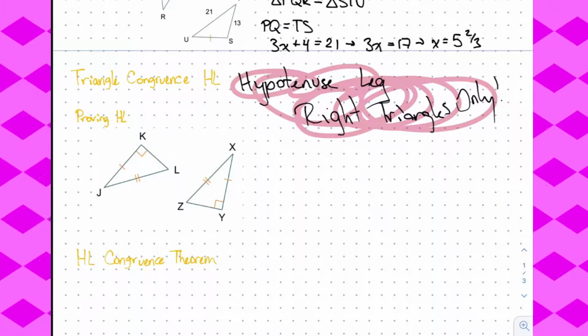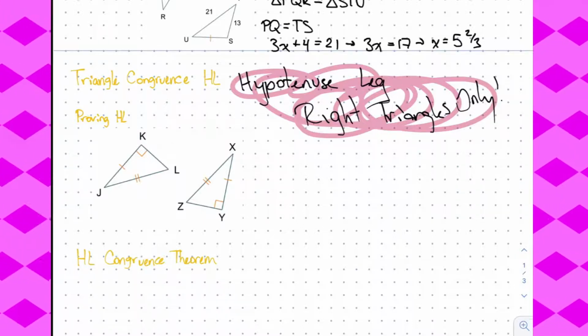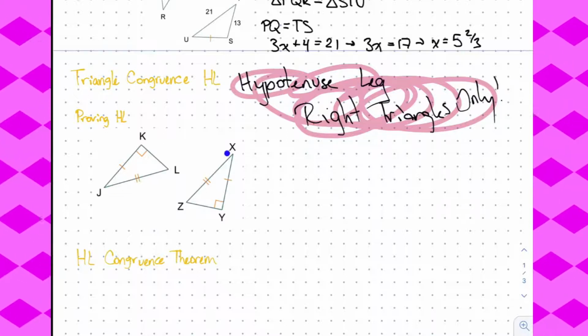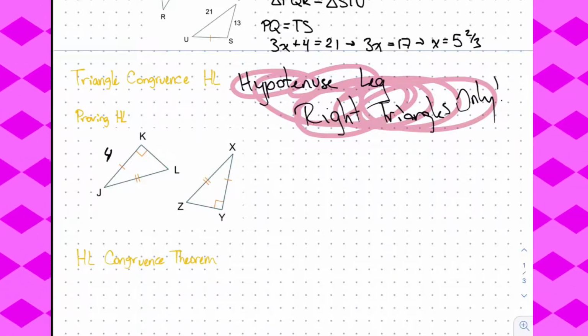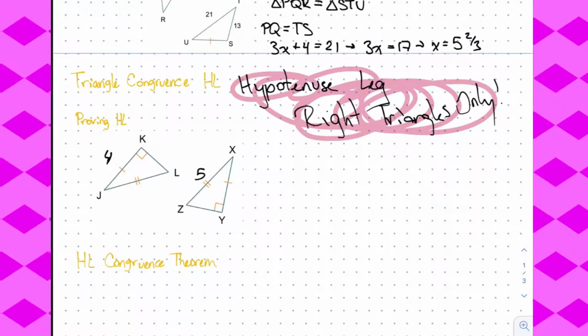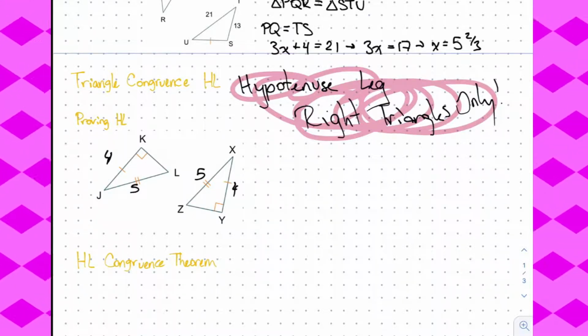So let's prove that it works. Let's show that these two triangles here, JKL and XYZ, are congruent even if I only know a hypotenuse and a leg. So the hypotenuse for each one is marked with 2 tick marks. Hypotenuse is always the longest side of the right triangle, and one leg is marked congruent. So this is going to work best if we give it some numbers. So let's say a leg is 4 and the hypotenuse for each is 5. I want to know for a fact that these two triangles are congruent.